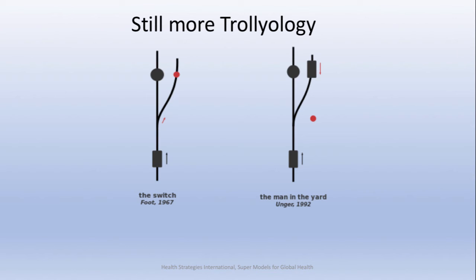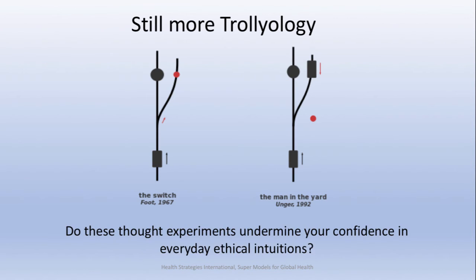Does this change anything? I mean, he's not really involved, right? He's not on the track. He's not in the train yard. He's someplace else. Are you less willing for him to die than you were for the original person on the switch, or for the fat man on the bridge? Does contemplating these possibilities begin to undermine your confidence in your everyday ethical intuitions?